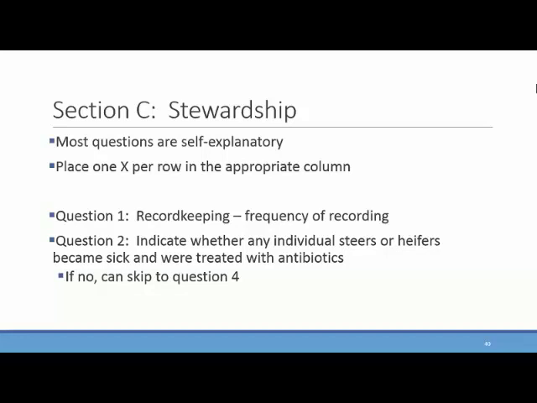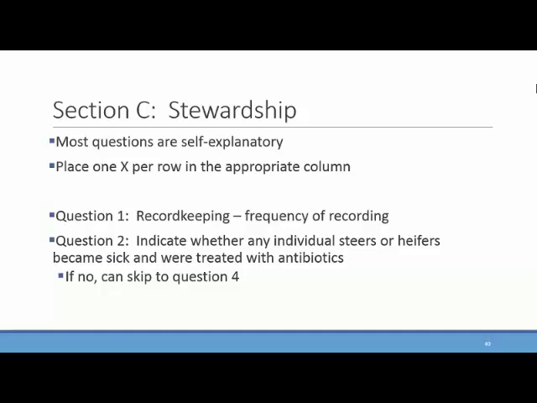If you read through them, we want answers once per row, as in, say, question 1A, whether or not the information is recorded. In question 1A, for example, it says date treated. This isn't a question asking for the date treated. We're asking about frequency of recording.